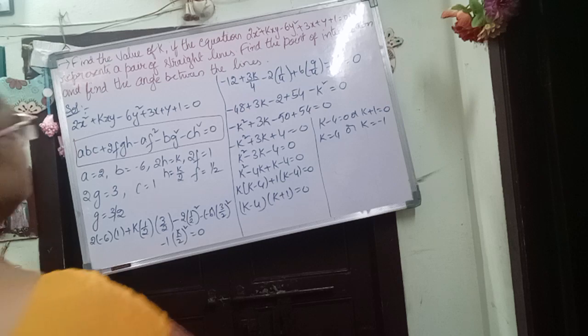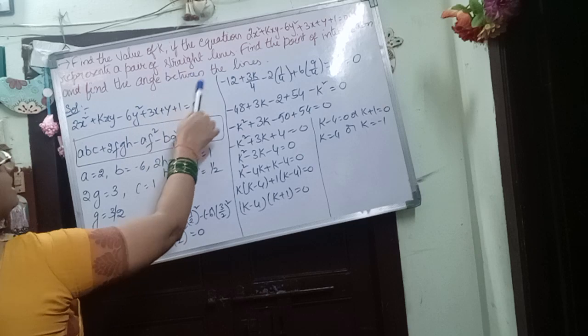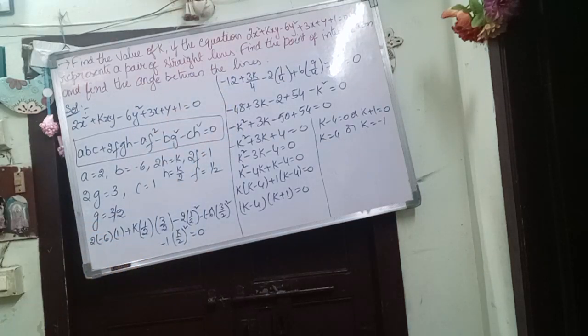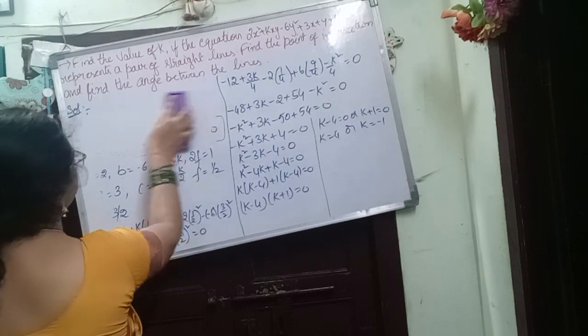Now what we have to do? After finding the k value, we have to find the point of intersection and angle between the lines. Okay, so let us find the point of intersection.